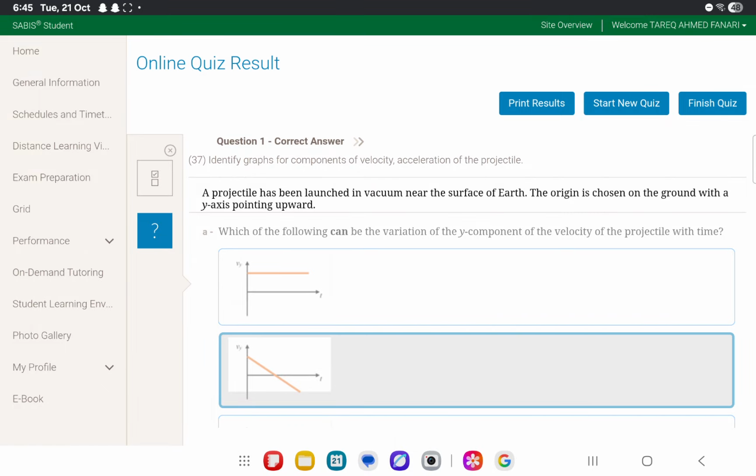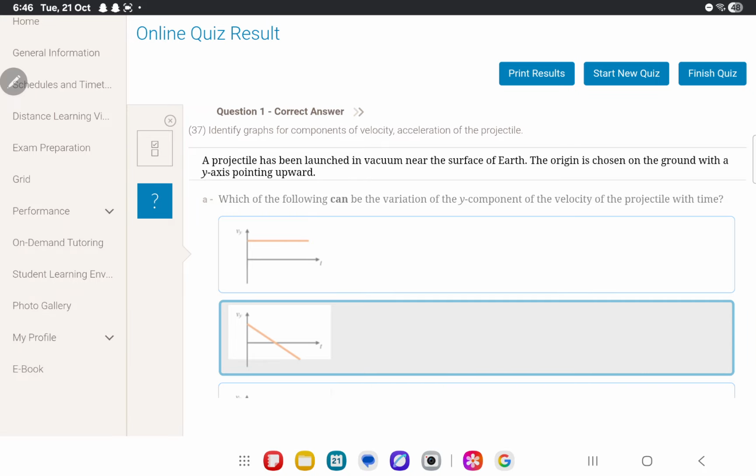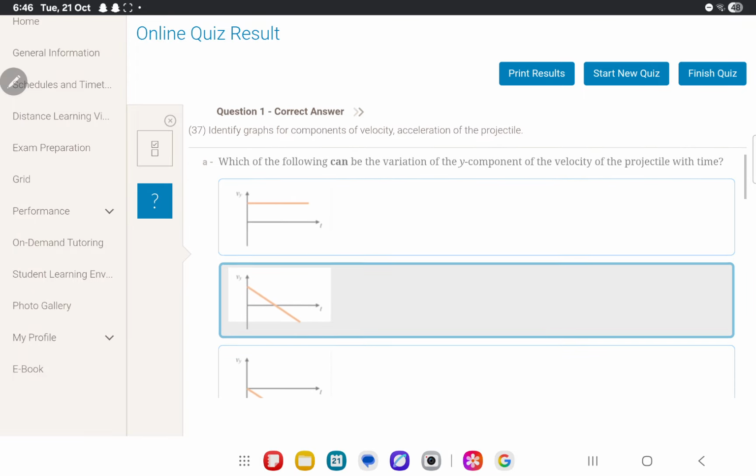Okay, question 1. A projectile has been launched in vacuum near the surface of the Earth. The origin is chosen on the ground with the y-axis pointing upward. Which of the following can be variation of the y component of the velocity?